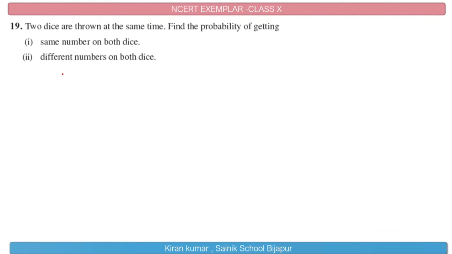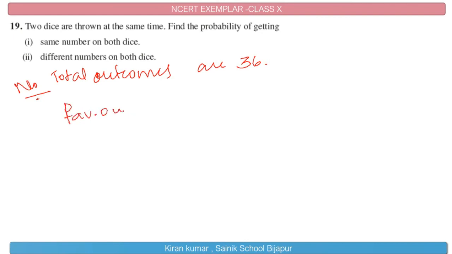Question number 19. Two dice are thrown at the same time. Find the probability of getting the same number on both dice, and different numbers on both dice. Here, when two dice are thrown at the same time, there will be 36 outcomes. The total number of outcomes is 36.